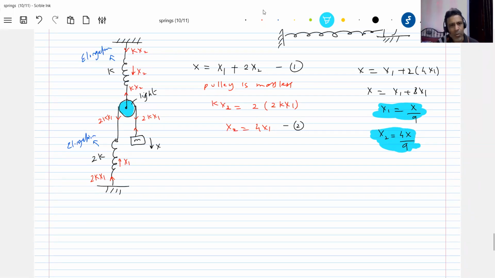Sir, how do I come to know? Look at the diagram, because one pulley has come in, because of that they are not series, not parallel. Whenever you get a situation where they're not series, not parallel, we have to use this method to find out the elongation in each spring.